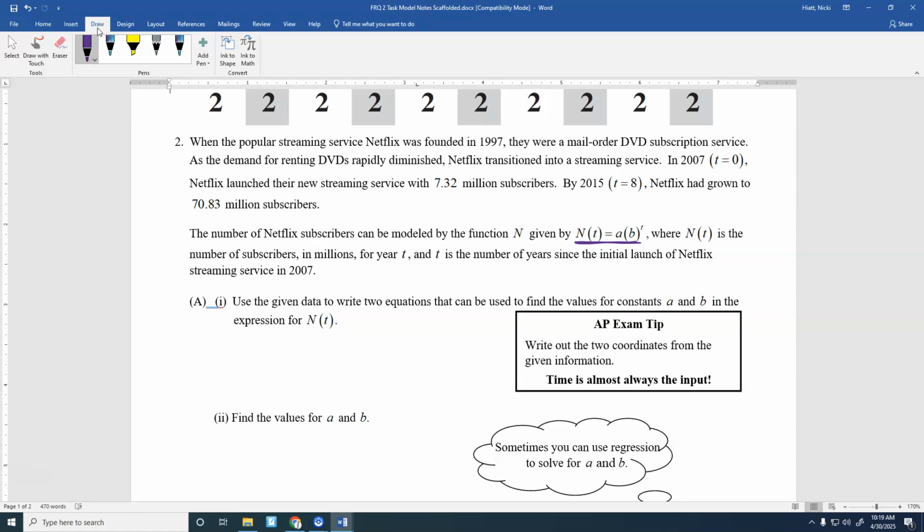There is not a need to change that to 7,320,000. Just put the word million at the end of your answer. That way you don't have to convert it. It will just be easier. So you have the point 0, 7.32. And then we also have the point 8, 70.83. And in these cases, your x-coordinate is your t, your y-coordinate is your N of t.